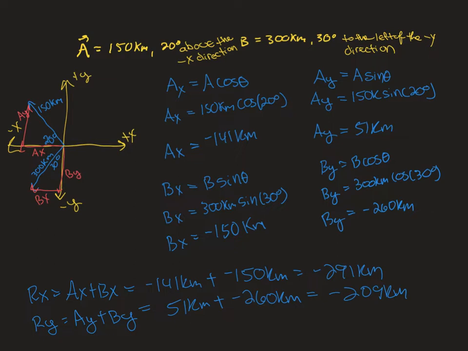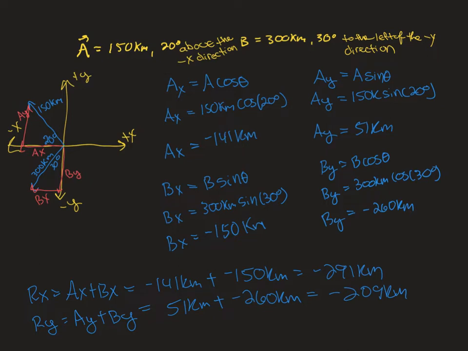So I've drawn my vectors over here to the side, so 20 degrees above the negative x direction, so I've gone negative x and swept up and put my 20 degrees there. So we're going to get an AX that is to the left and negative, and an AY that's up to the positive, because we're going left and up.